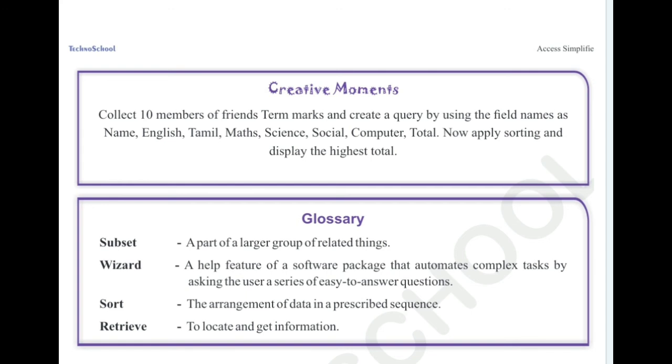Sort: the arrangement of data in a prescribed sequence. We can arrange data using ascending or descending. It's a sort. Retrieve: to locate and get the information. To retrieve means to get the information from the table. As per requirement, we can retrieve data from the table. So these are the meanings for these words.